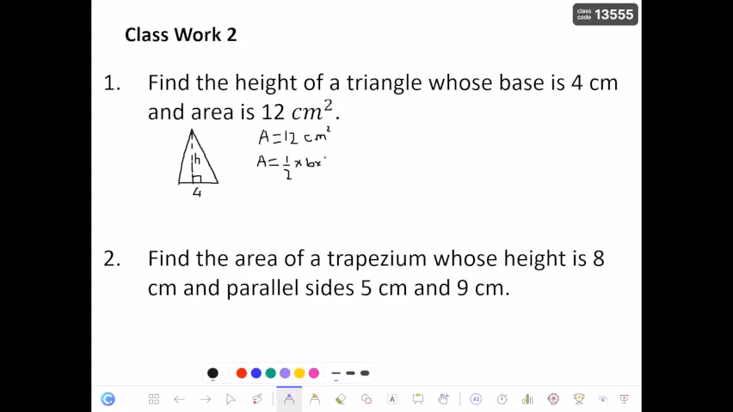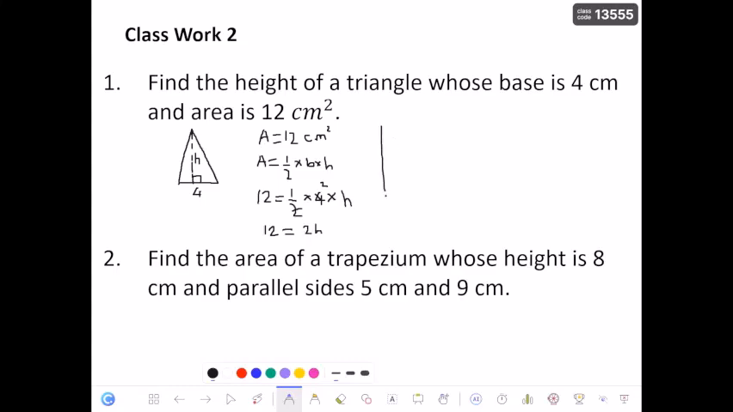So now that I've put the formula down, what next? I'll substitute my values now. Area is 12, equals 1 over 2. Then what is my base? My base is 4 according to the question, then times my h. Now to solve this, you already know that 2 will cancel 4 here, giving us 2. So 12 is equal to what now? This is 1 times 2 is 2. 2 times h will give us 2h.